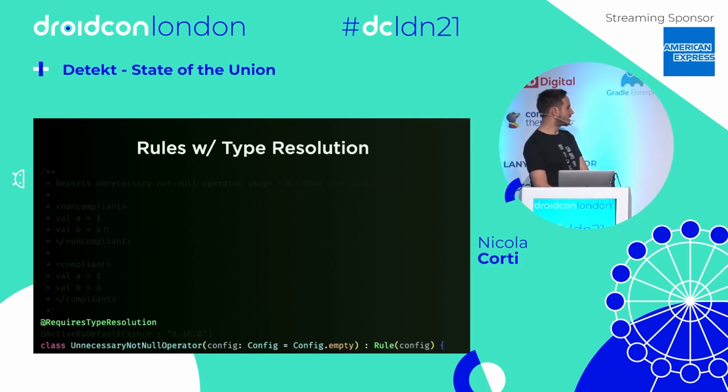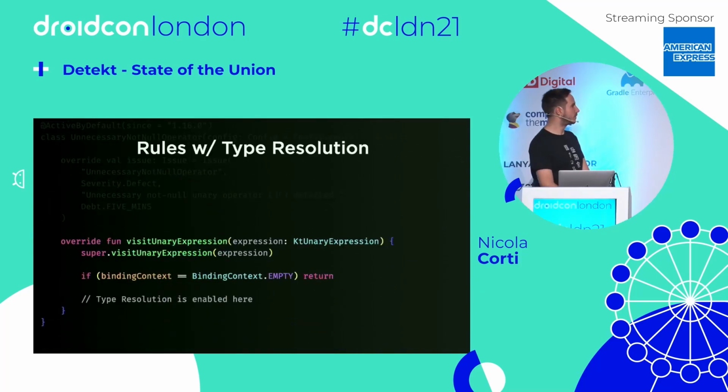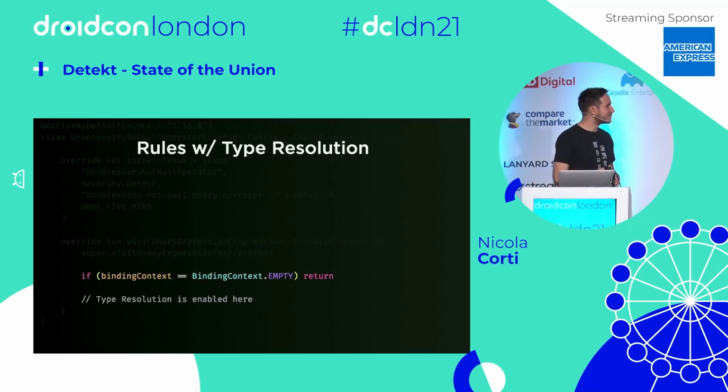And again, for every rule, we have an annotation called RequiresTypeResolution. This is also available on the website. I don't want to deep dive too much into type resolution, but a rule that requires type resolution accesses a field called binding context, and this field is where the type information lives. So all the rules that require type resolution, also your custom rules, need to have this statement. They need to check if the binding context is empty, and if it's empty, that rule can't do anything. They don't have types, so the rule is basically useless.